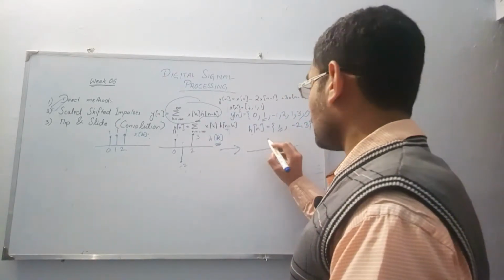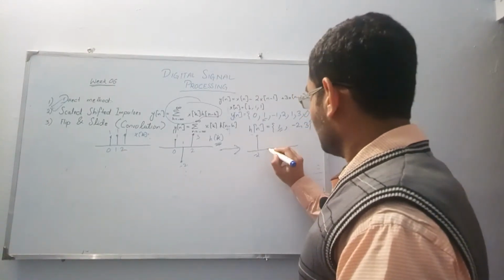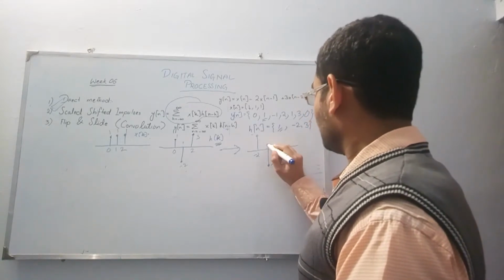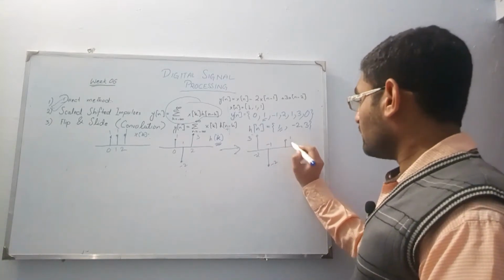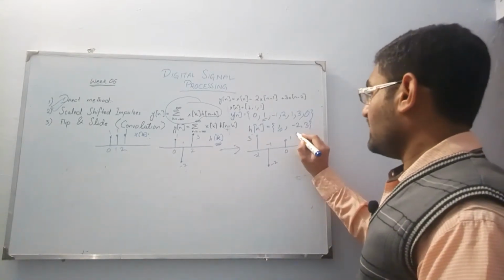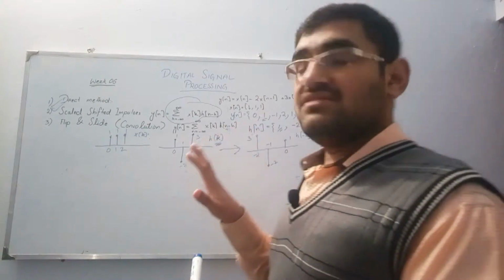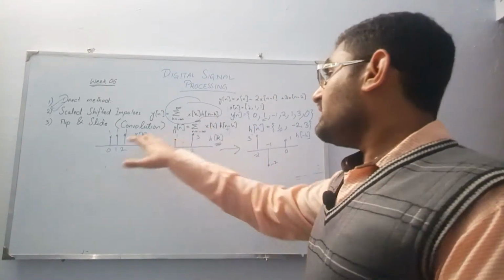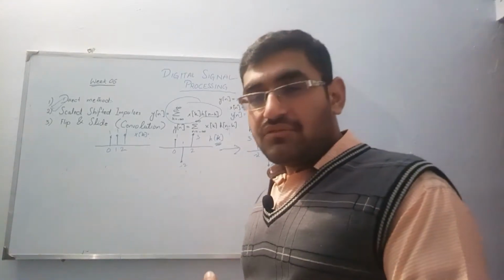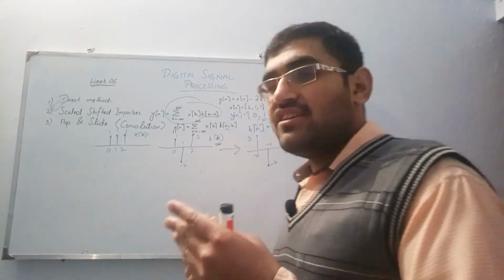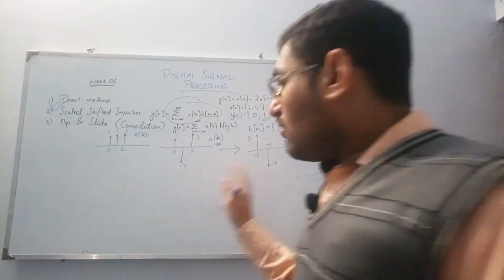What will be the output? It will go to -2, -1, and 0, h of -k. So there are 5 regions. When we are convolving these two signals, there are 5 regions. The first one, no overlap. The second one, partial overlap. The third one, fully overlap. The fourth one, again partial overlap. And the fifth one, no overlap.